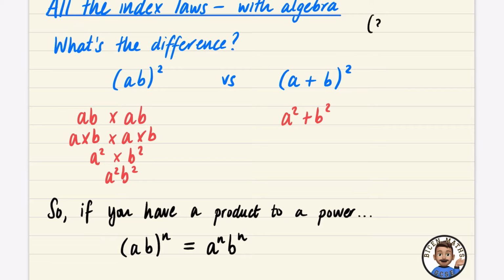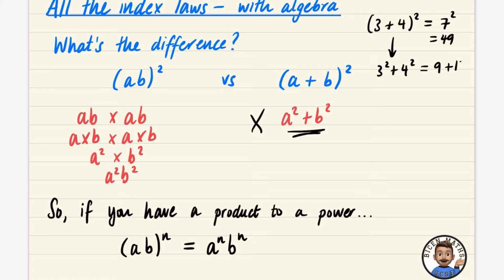So if you think about doing, say, 3 plus 4 squared, if you do the brackets first, it's 7. And so the 3 plus 4 is the 7, so it's 7 squared, which is 49. Now if you use that same pattern that we have down here, which is wrong, you would say that 3 squared plus 4 squared, okay, well 3 squared is 9, so it's 9 plus 4 squared, which is 16, which is 25. And clearly this and this are not the same as each other, so you can't do it in this way.